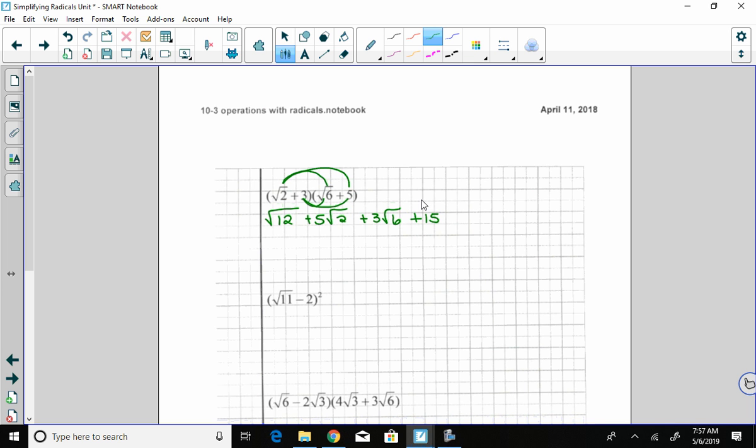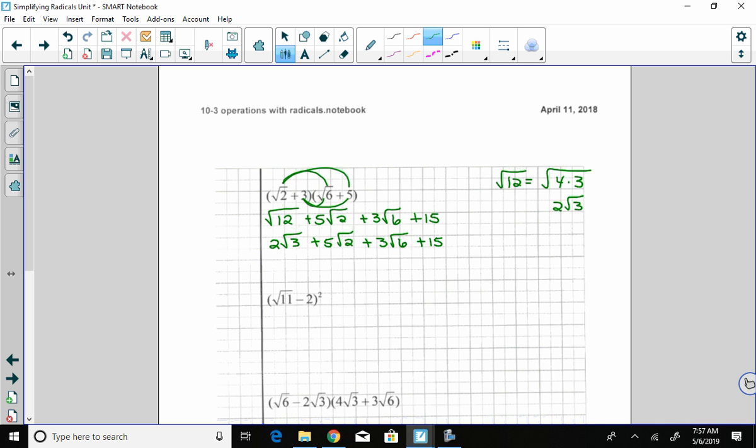I can simplify the square root of 12. The square root of 12, we know, is the square root of 4 times 3. And we know that the square root of 4 is 2. So I'm going to make that become 2 square roots of 3. So 2 square root 3 plus 5 square root 2 plus 3 square root 6 plus 15.